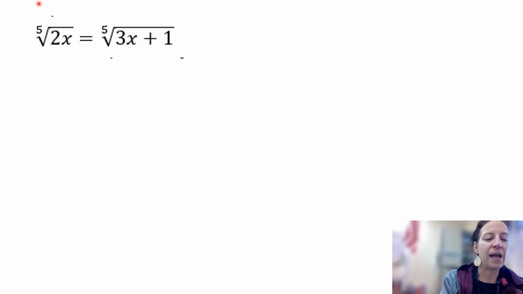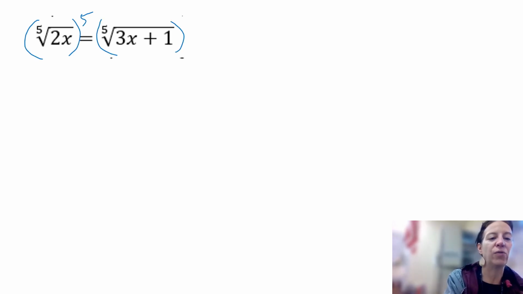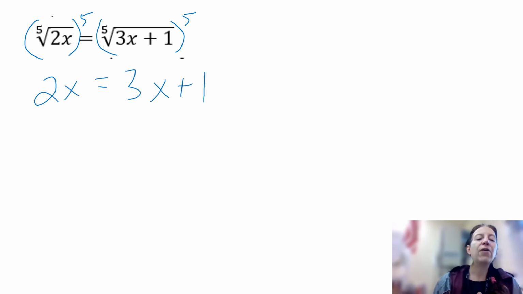So my next step would be to undo the radical. Well, that is a fifth root, which I can undo by raising it to the fifth power, which will give me 2x equals 3x plus 1. Now, what you really want to do here is get all your x's on one side. So this is a little bit of a conundrum here. I tend to try to isolate my x's so that I can keep the x's positive, because I just like to avoid a negative if I can.